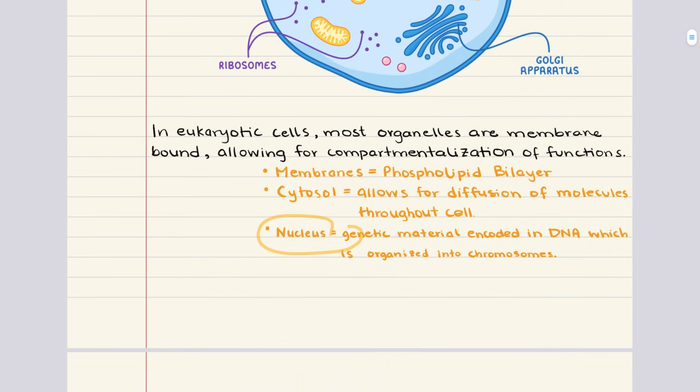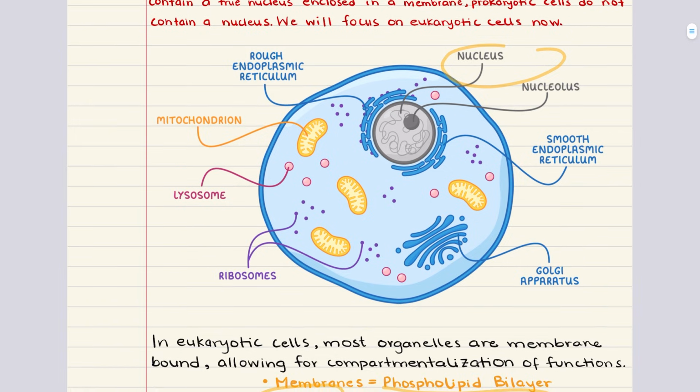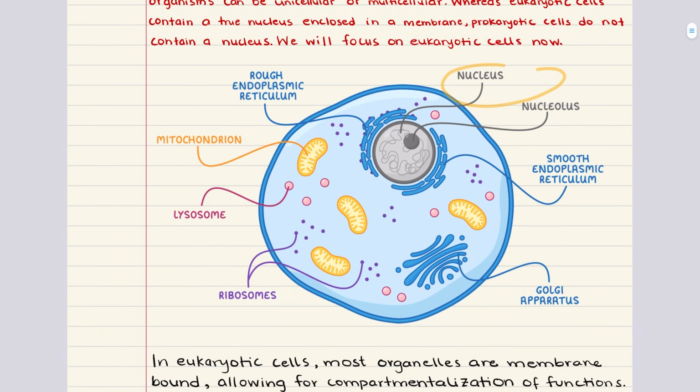These organelles are suspended in the cytosol, which is a semi-fluid substance that facilitates the movement of molecules throughout the cell. The membranes that enclose these compartments are composed of phospholipid bilayers, which regulate what enters and exits each space. And this structural organization gives eukaryotic cells a high level of internal complexity and coordination.